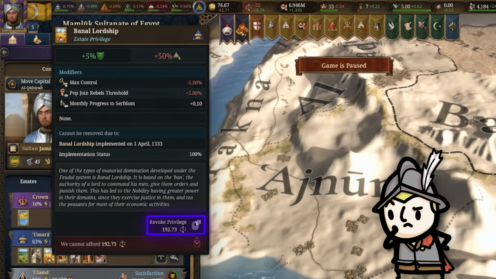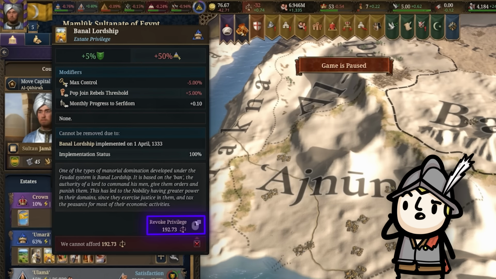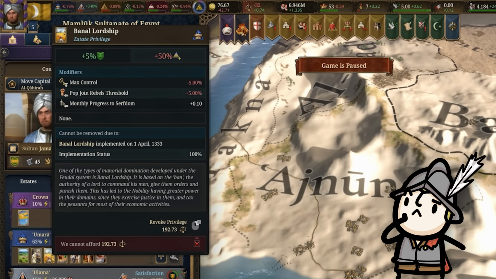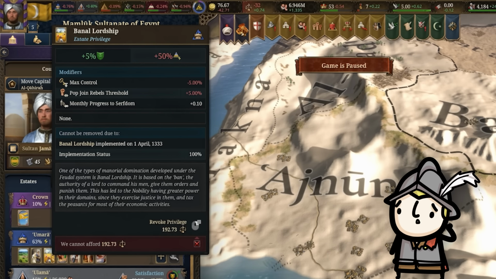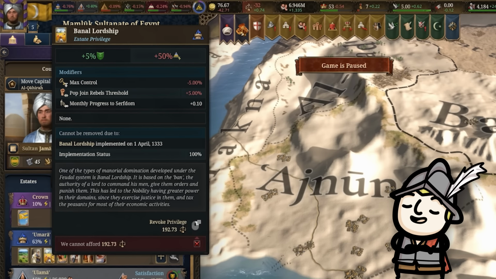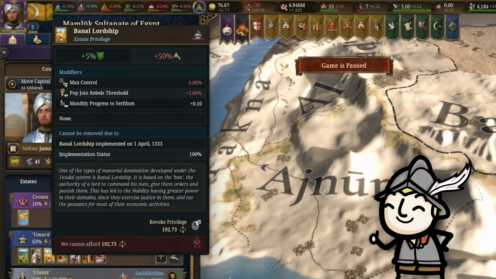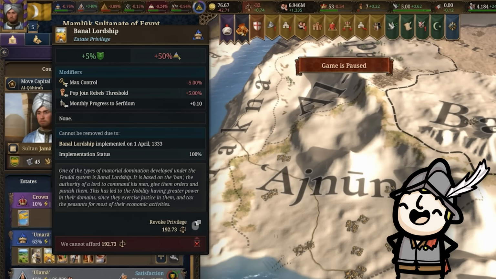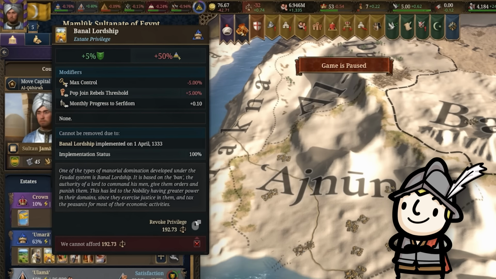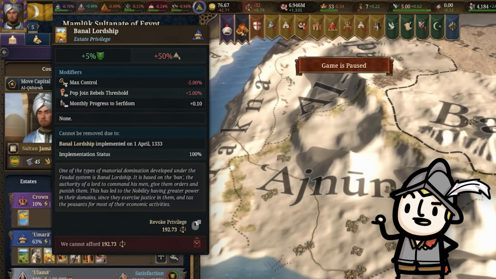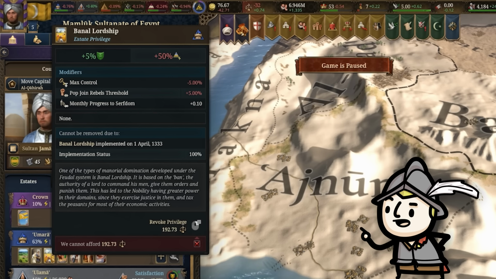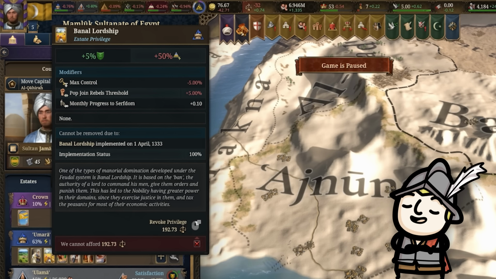Your first thought might be to just revoke the privilege, but the cost is 193 stability. Now you may be thinking to yourself, Ben, maximum stability is 100. How can that be? And you're right, maximum stability is 100. But it goes into the negative to minus 100 as well. So you would have to nearly max out your stability and then push that button and crater it down to almost minimum to revoke that privilege from the nobility. They do not like having their privileges taken away.